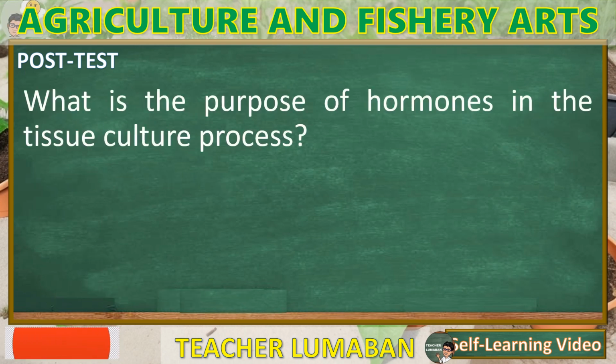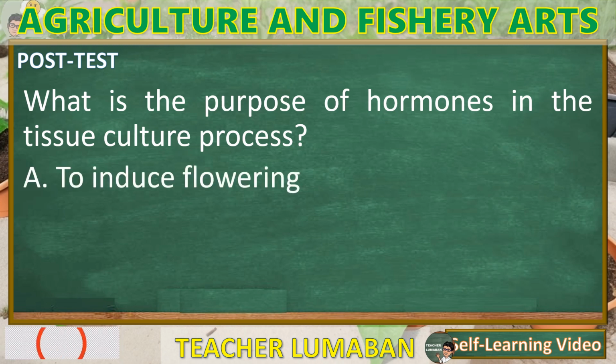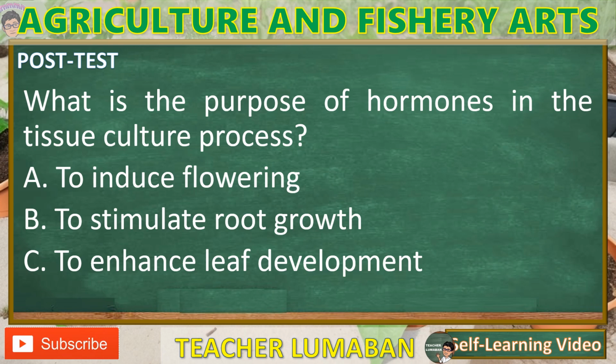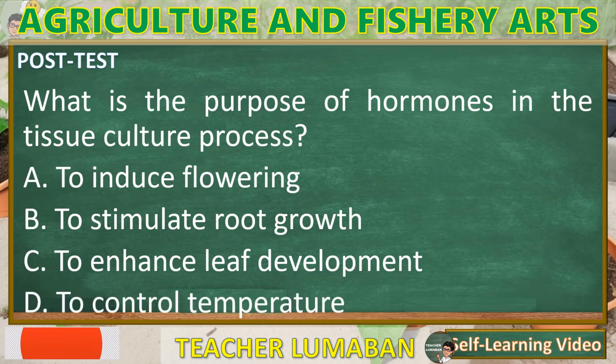What is the purpose of hormones in the tissue culture process? A. To induce flowering. B. To stimulate root growth. C. To enhance leaf development. D. To control temperature.